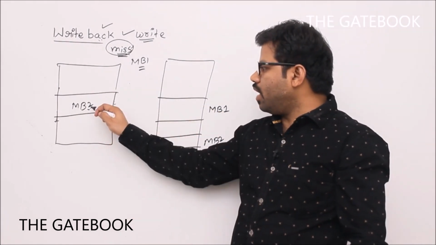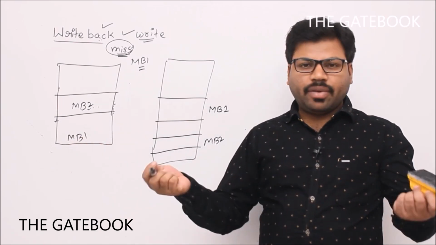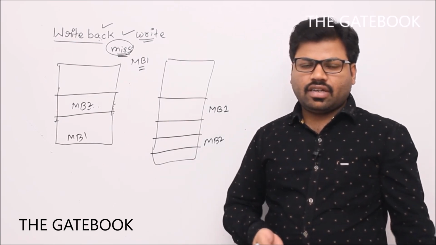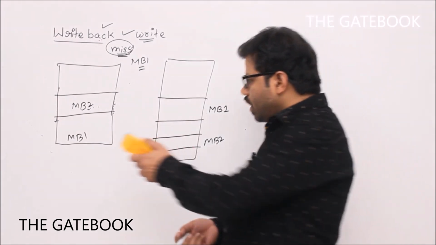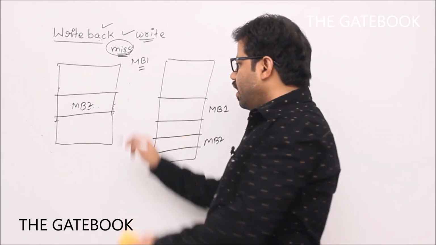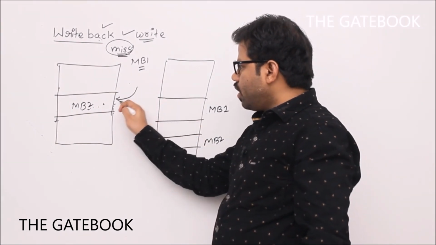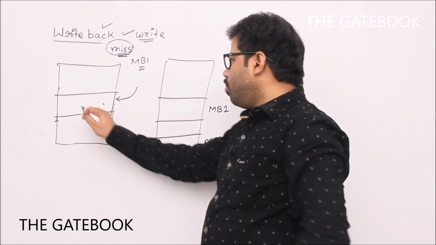Sir, why do you replace main memory block 2? Why don't you write main memory block 1 in another place? It depends on your cache mapping technique, right? Are you using direct or associative or set associative? It depends. Assume that it is direct mapping technique, and that direct mapping technique says that main memory block number 1 should go here. Then what to do? Simple. Simply move this main memory block 1 here first.